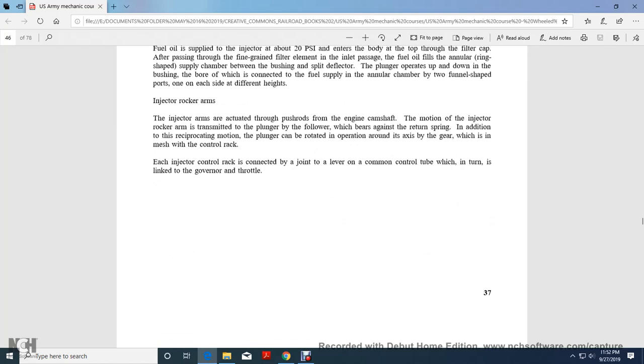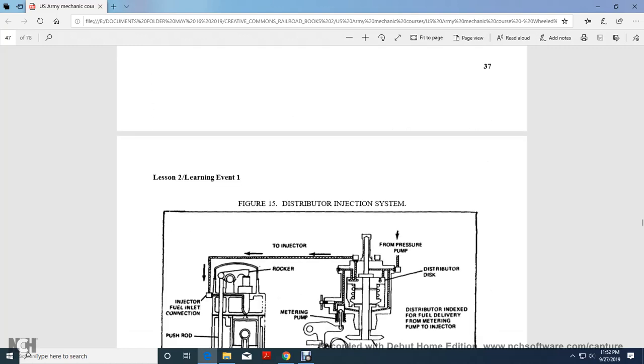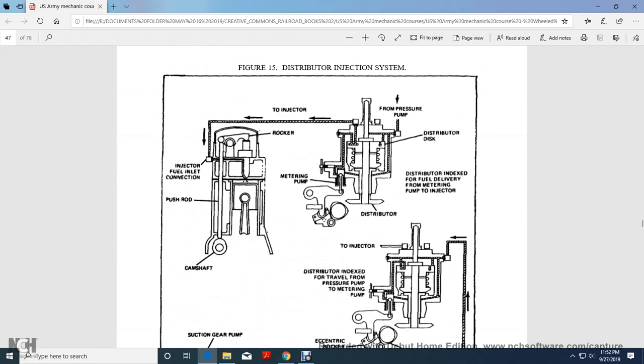Alright, injector rocker arms. Injector arms are actuated by the push rod from the engine camshaft, with the motion of the injector rocker arm transmitted to the plunger follower, which bears against the return spring. In addition to the reciprocating motion, the plunger can be rotated, operated by the gear, which is meshed with the control rack. Each control rack is connected through a joint lever to the common control tube, which is in turn linked to the governor throttle.